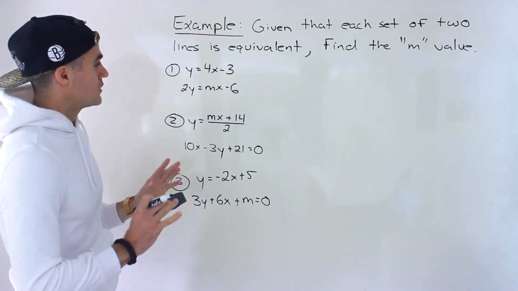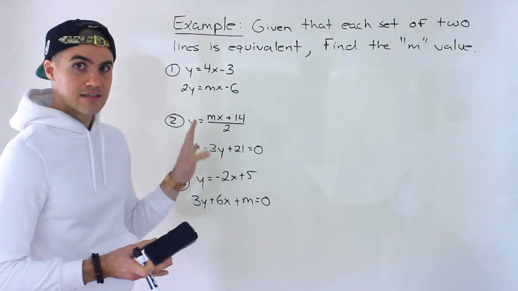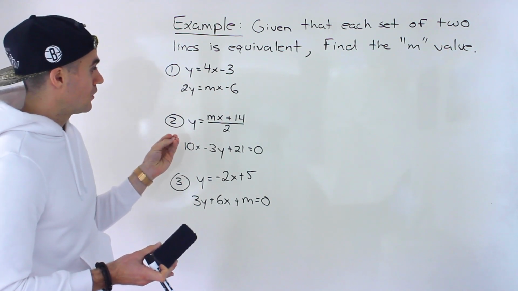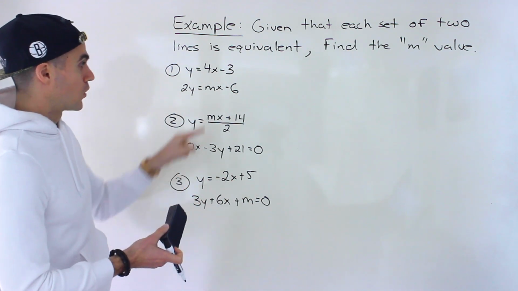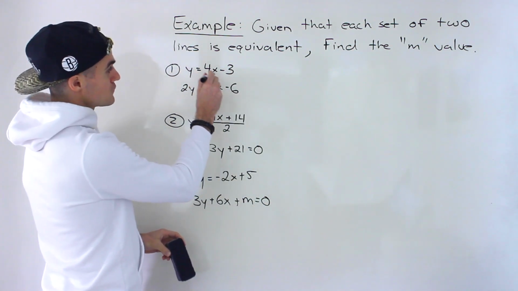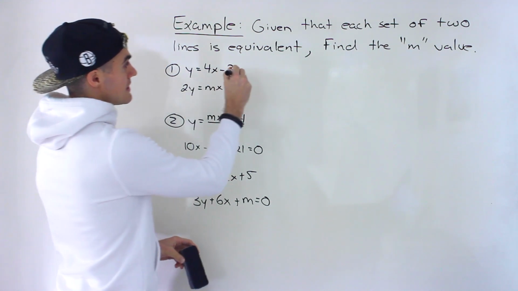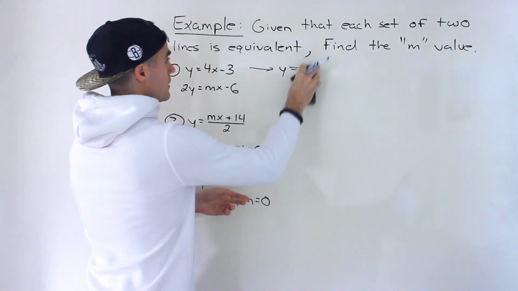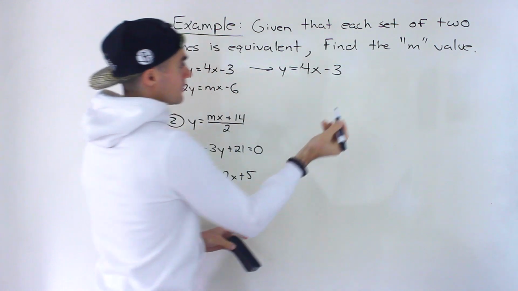So what you want to do with this kind of question is make sure that you put the lines in the same format. What I do is I put all of the lines in y equals mx plus b format, and then from there work on solving for that m value. Let me show you with this first set. We got y equals 4x minus 3, and then we have 2y equals mx minus 6. Notice that this one is already in mx plus b form, right? So the m value is 4, and the b value is negative 3.